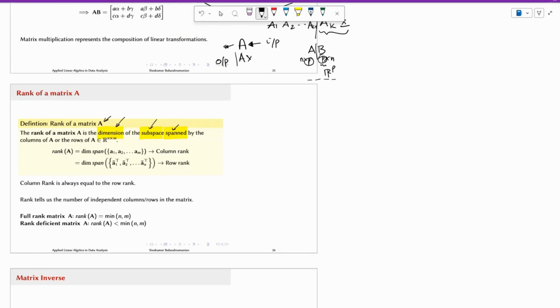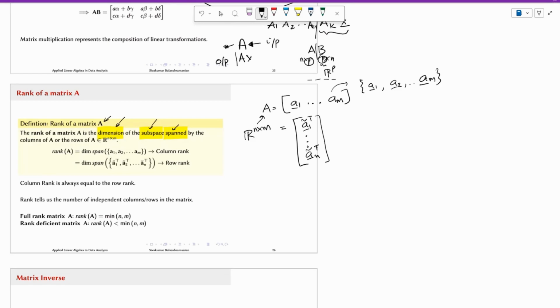Essentially we're saying if A is a matrix that has some rows A1 to Am, and let's assume A is an m cross n matrix, it's got m rows and n columns. Now, if you take the columns, you can think of the columns as a set of vectors from Rn. There are n such vectors.